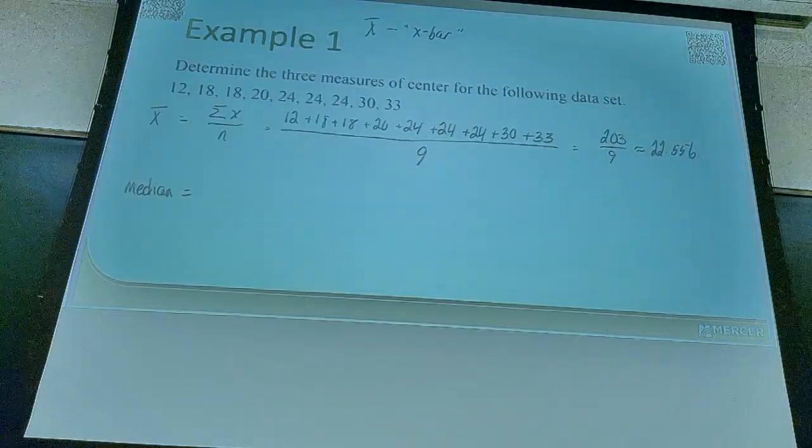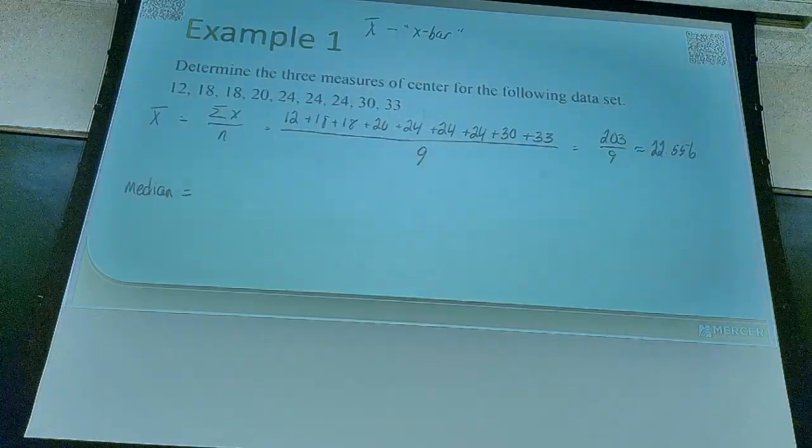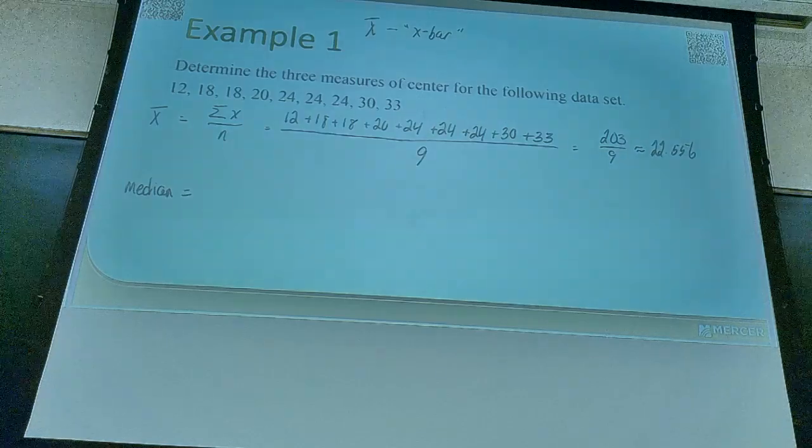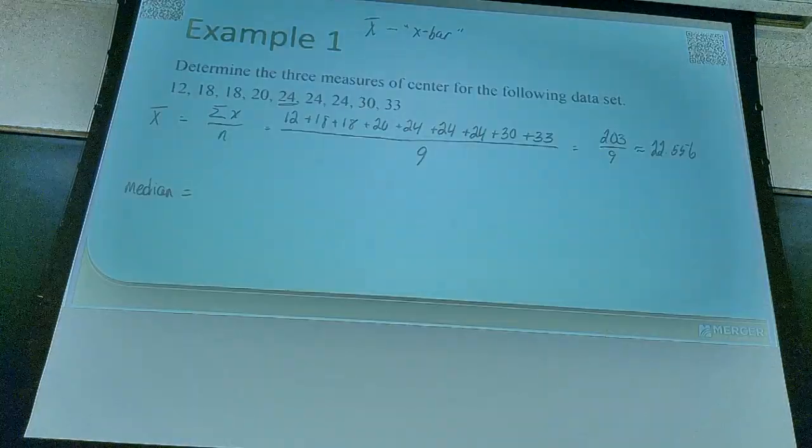Median. 9 data points. Is 9 even or odd? It's odd. 9 plus 1 is 10, divided by 2 is 5. The fifth data point is your median, so 24.